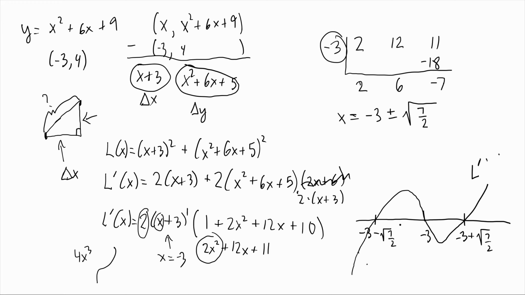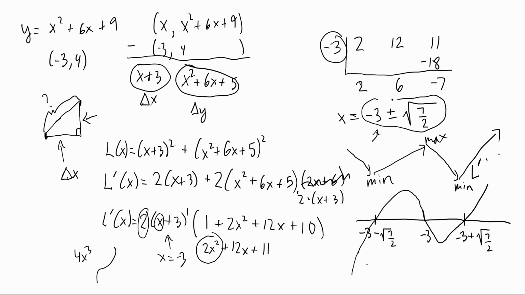Looking at that, you think, okay, what's happening with the actual function? Right here this is a negative derivative, so that means you're going downhill. Then a positive derivative means you're going uphill. Then negative derivative means downhill. Then positive derivative means uphill. Notice we have a max here, and a minimum here and a minimum here. The two x values that correspond to these points actually give you the minimum distance.